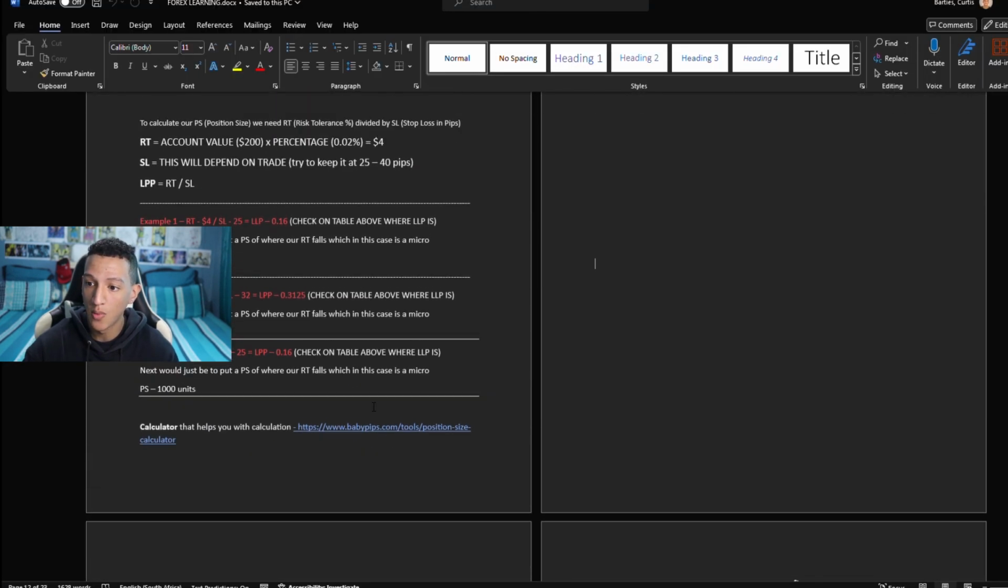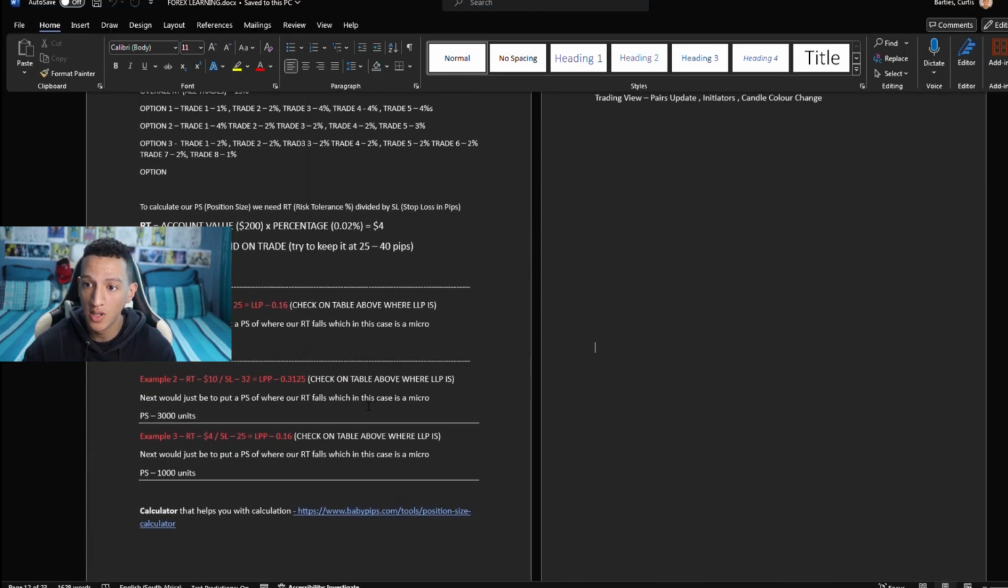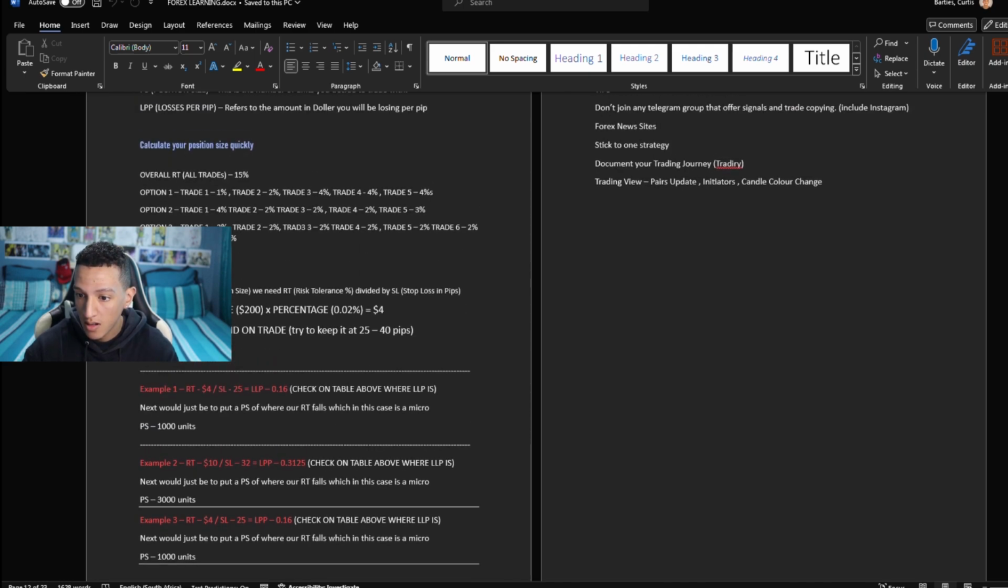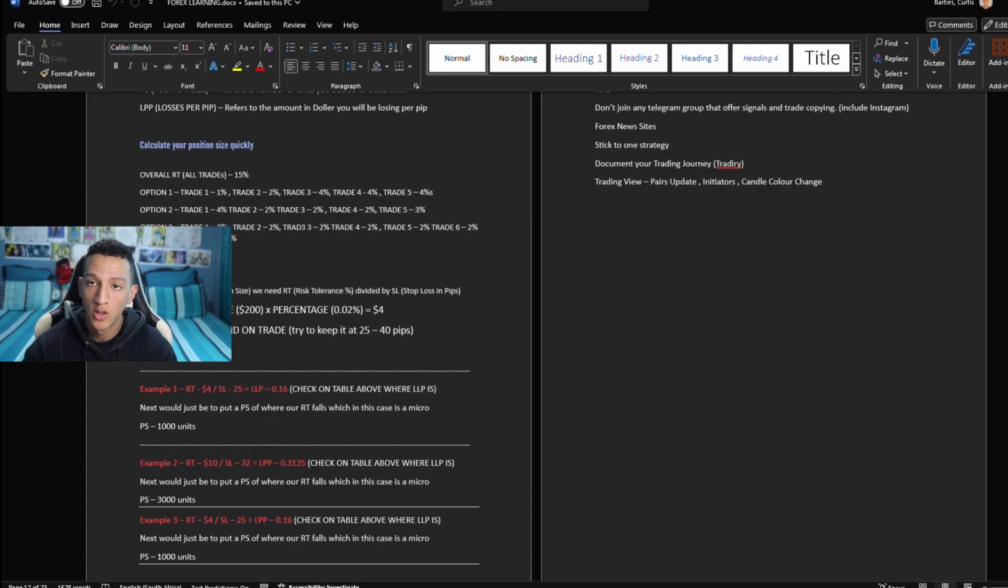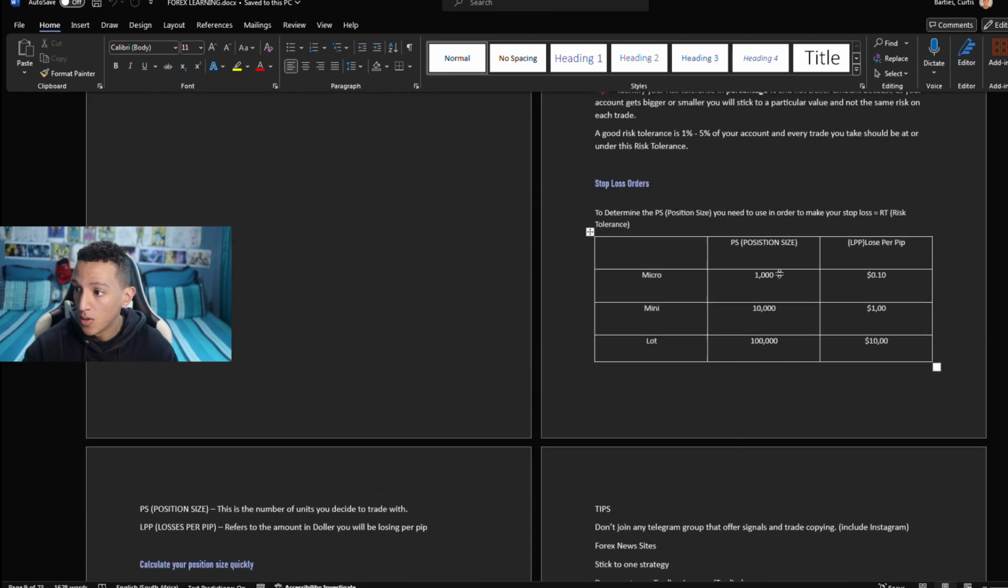Make sure to stick to the end, for more on documenting, which is a core part for you guys to do. If you're going to do any trade, I'll show you how I documented a previous trade I took. So like I said, there is the risk tolerance calculation. Take a screenshot of this: RT, stop loss, losses per pip, which will give you your lot size you should use.